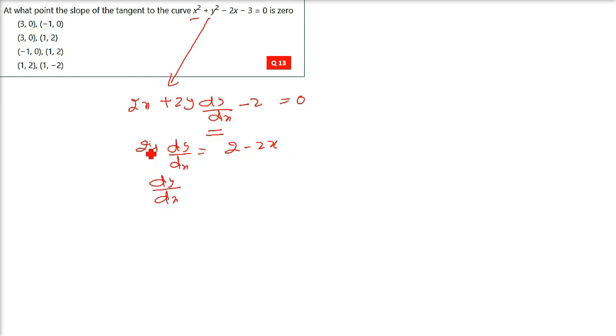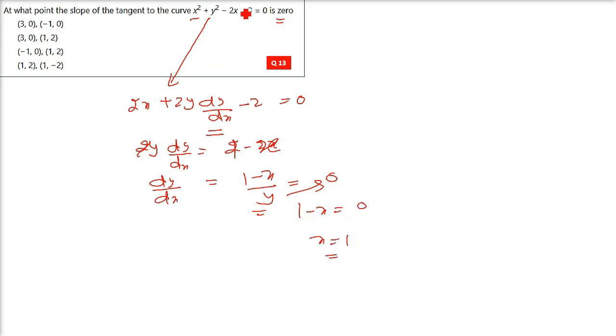So dy by dx will be equal to (1 minus x) divided by y. So (1 minus x) divided by y is dy by dx here. Okay, this is just dy by dx. Now slope is given as 0, so just put it as 0. So y will be equal to 0 because when it gets multiplied, it will be 0. 1 minus x equals 0. So x is equal to 1.